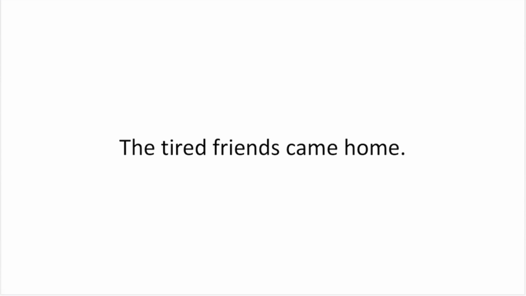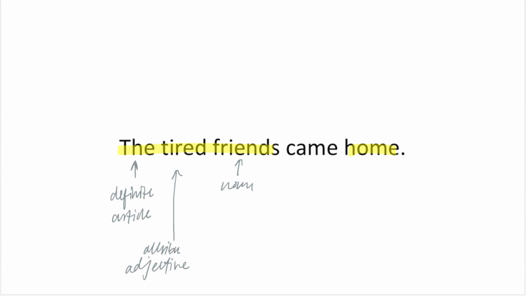We have two nouns here, the tired friends and home. Let's take them one by one. The first word is a definite article. We already know this. Again, this is in distinction to indefinite articles, such as a or an. Then we get an adjective, tired. The adjective is modifying the actual noun, which is friends. Tired, the adjective, is placed just before the noun. In this way, it acts as an attribute of the friends.